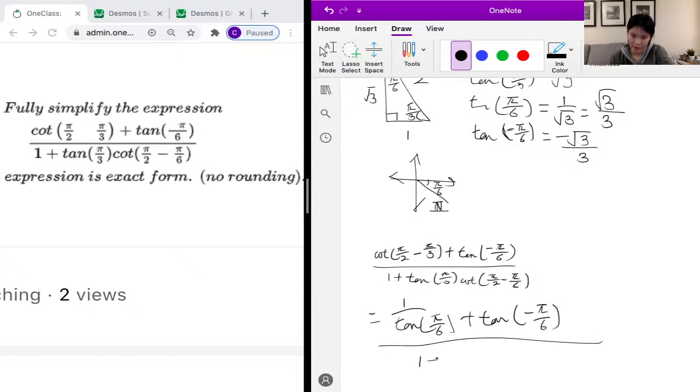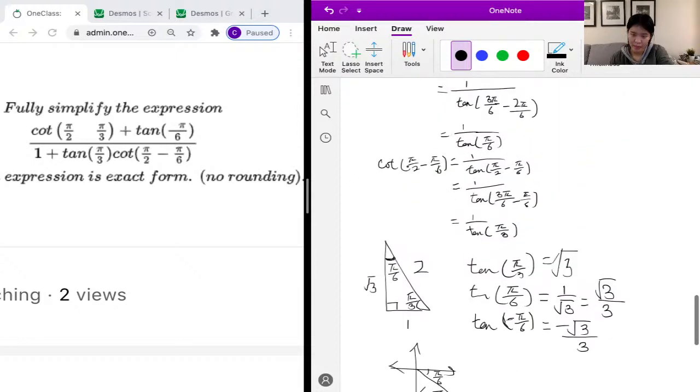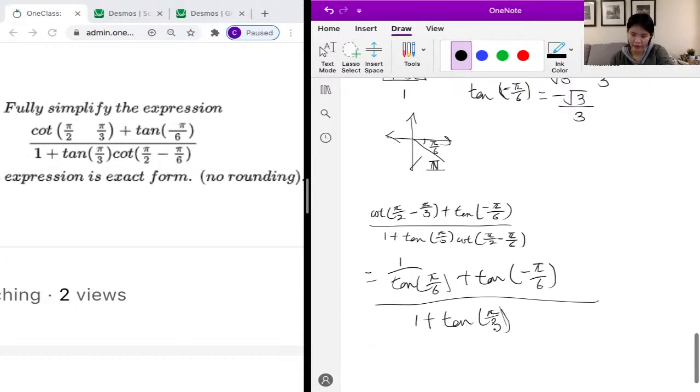Then we have 1 plus the tangent of pi over 3 times the cotangent of pi over 2 minus pi over 6. And we know that the cotangent of pi over 2 minus pi over 6 is 1 over the tangent of pi over 3.